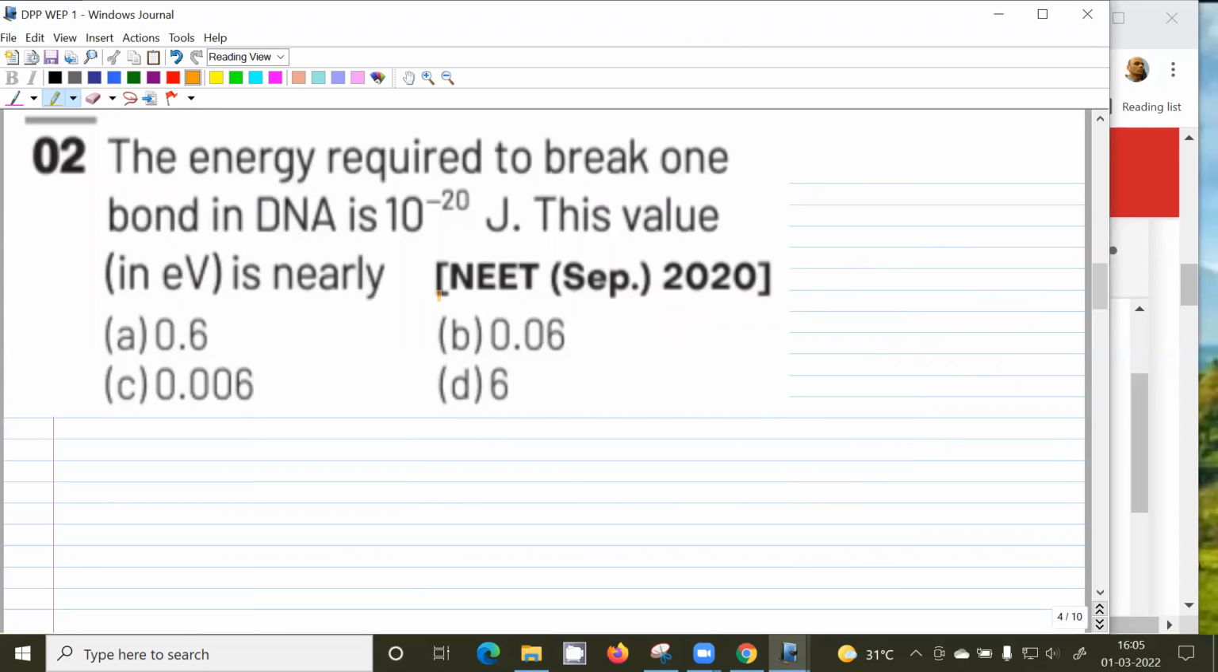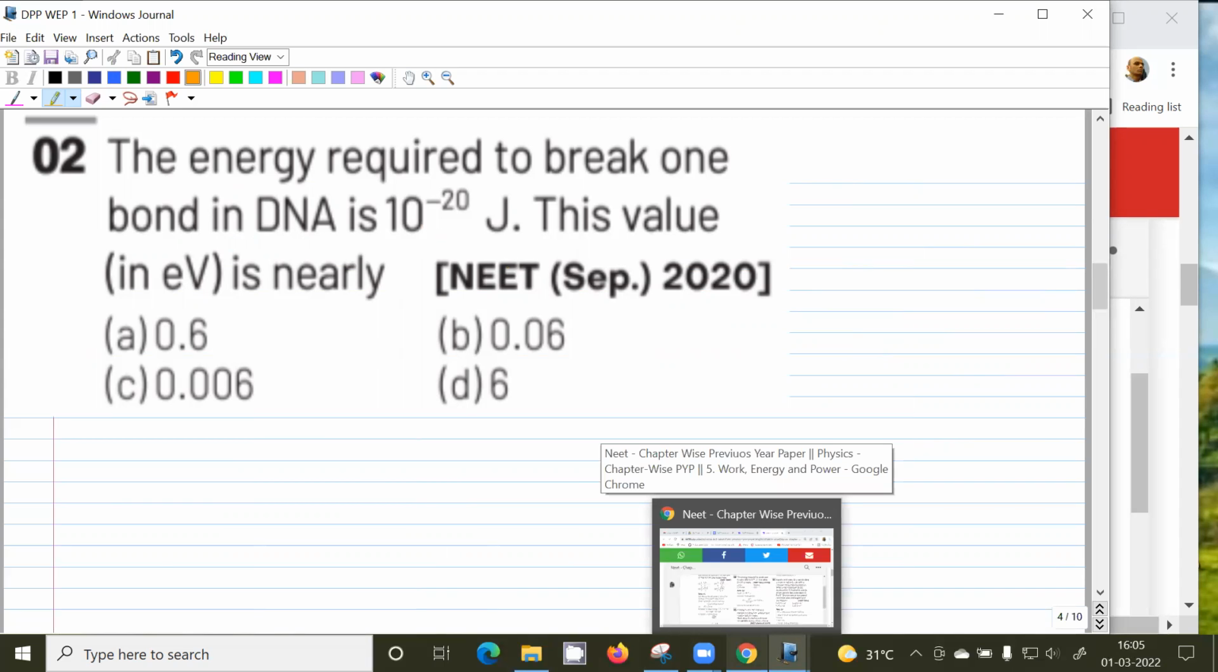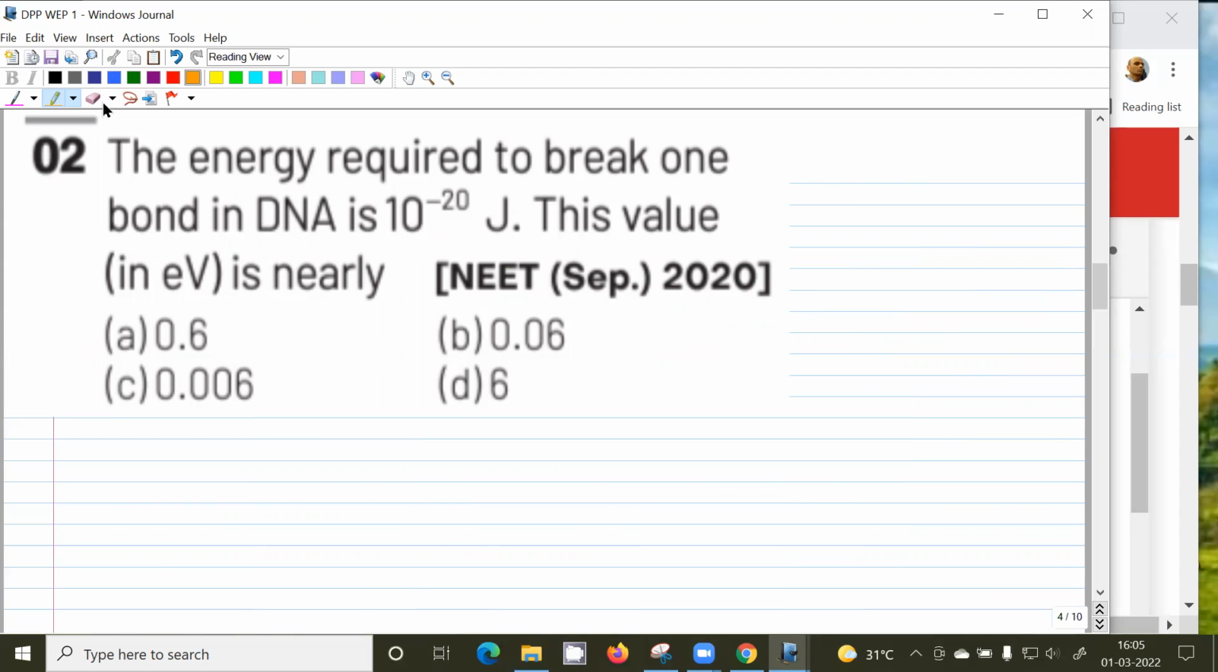For this one, the energy required to break one bond of DNA is 10 to the minus 20 joules. This is a very trivial question. You know how to do it, right? Divide by 1.6 times 10 to the minus 19. Don't make a mistake here.